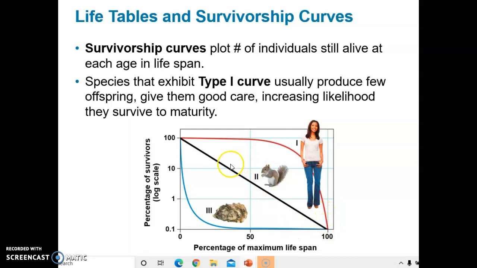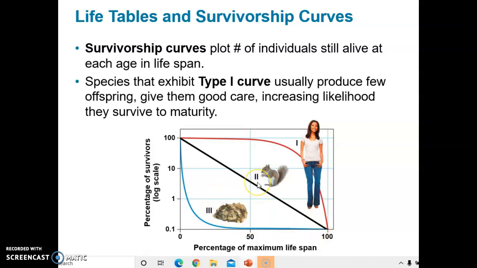Now, the opposite of that, the type 3 curve, has a lot of mortality early in life, and that's characteristic of organisms that produce hundreds to thousands of offspring, like clams or insects. Most of them die early, and then the ones that do survive until adulthood usually live the longest. Or, a better way to state it, they have better survivorship once they get older.